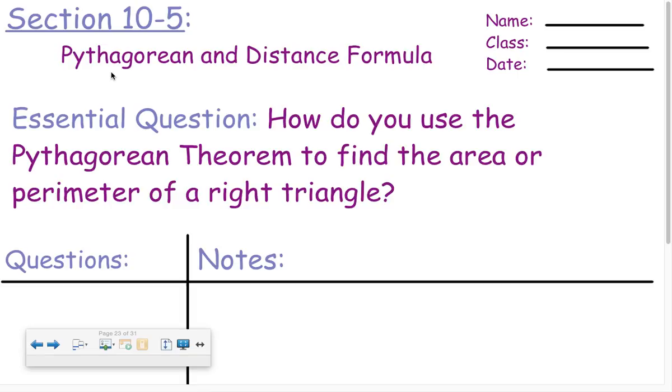Pythagorean and distance formula. Essential question: How do you use the Pythagorean theorem to find the area or perimeter of a right triangle?